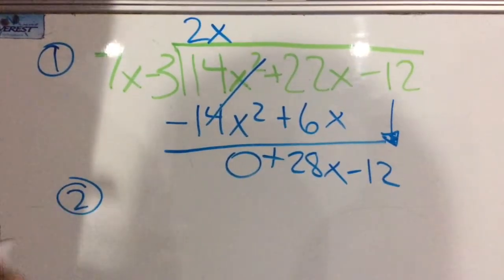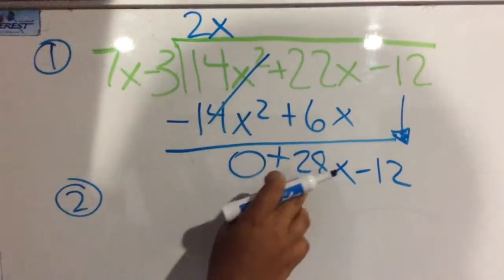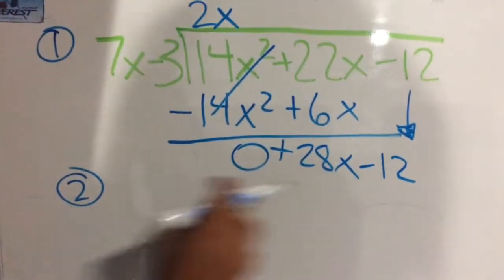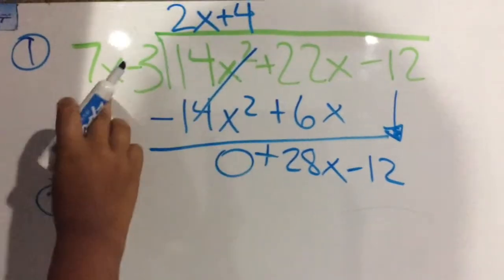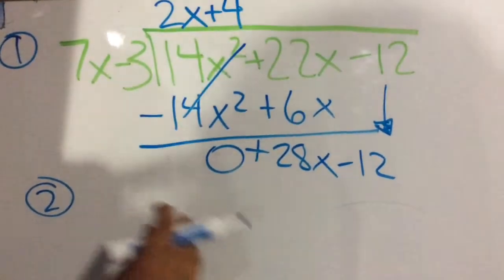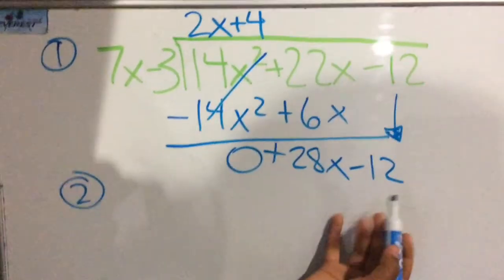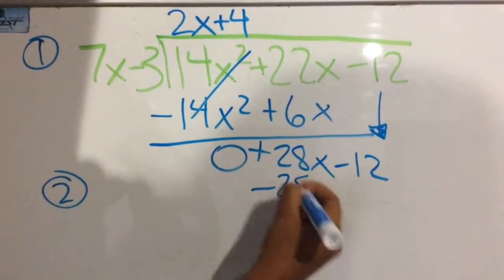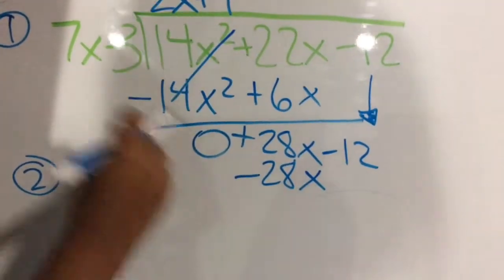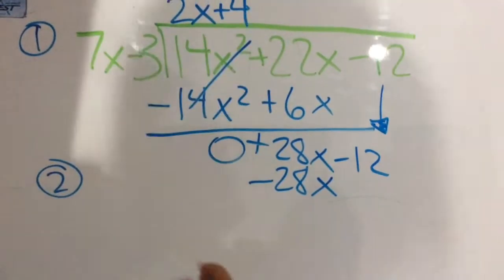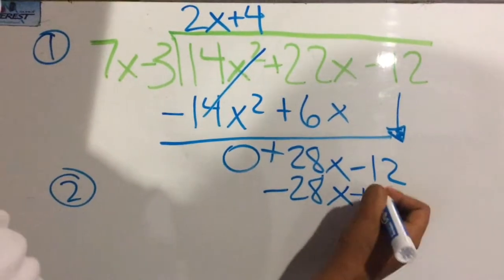Okay, so the second step here is basically the same thing. We need to cancel out the 28x, so we need to get the same amount. So 7x times 4 is 28x. But since we're dividing and we're putting it down here, we have to subtract it. We always subtract while we're dividing. So this is going to be negative 28x, and then negative 3 times 4 is negative 12. But since we're subtracting, it's going to be plus 12.